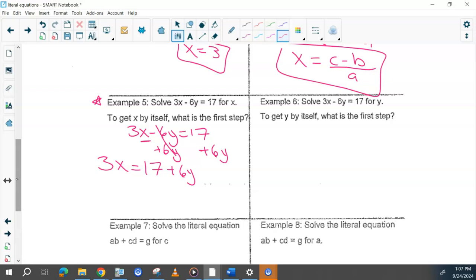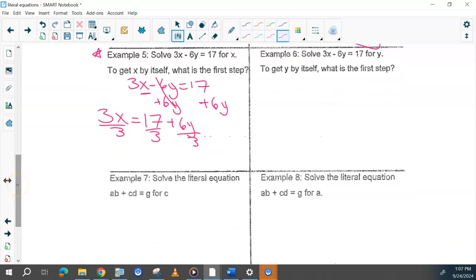And then, yes. Now, anytime you are dividing by numbers, if there's anything you can simplify, like 6 and 3, divide those separately. Divide everything separately. So that we would have x equals 17 over 3 plus 2y. Then I can't combine those. Those aren't like terms, so that would be my final answer. Questions there?